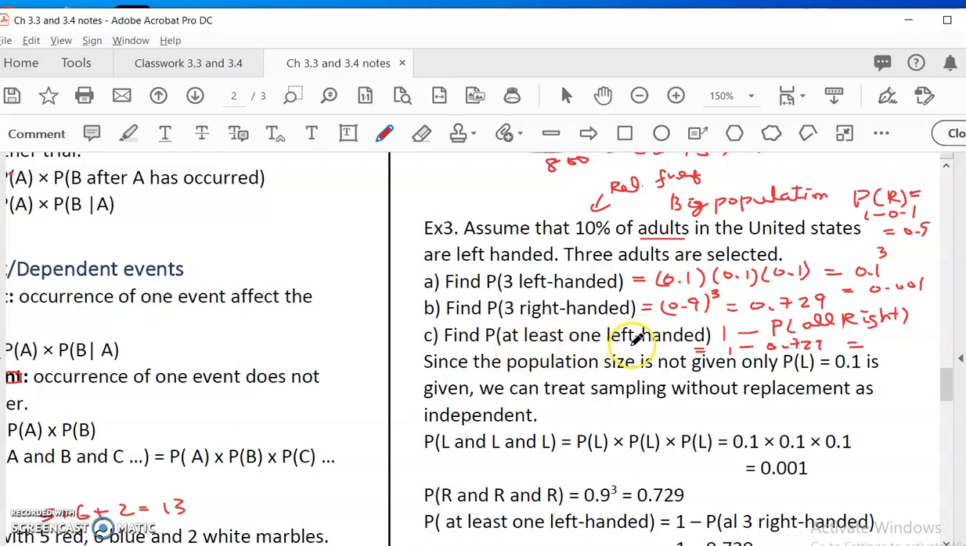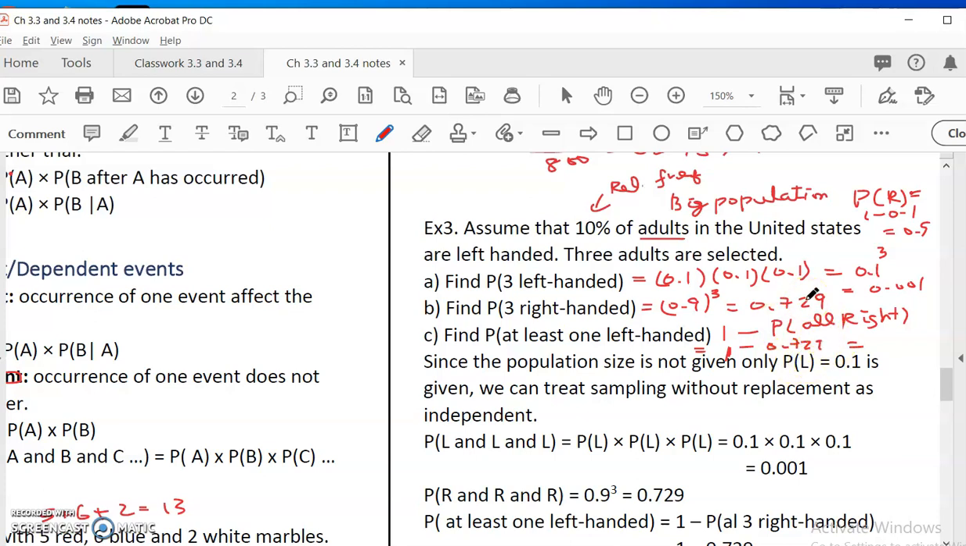And then we have a special probability that we want to calculate, which is at least one of something, like left-handed. That is actually 1 minus the probability of all not left-handed, which means all right-handed, because at least one left-handed is the complement of all right-handed. So to calculate at least one, we can just subtract the all-right-handed probability.